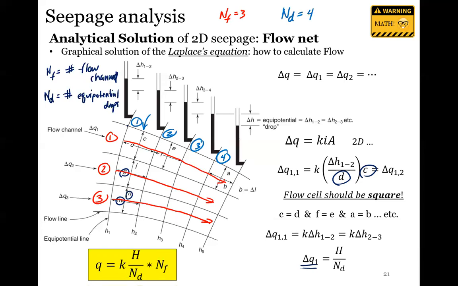So theoretically, we could add more flow channels, but if we add more flow channels, then we need to add more NDs. We need to add more drops too, because we need to keep these elements in a square shape.